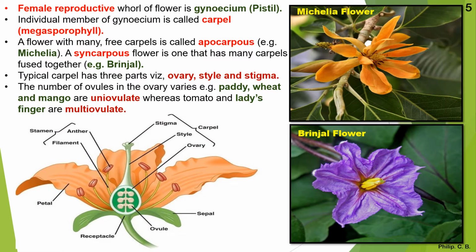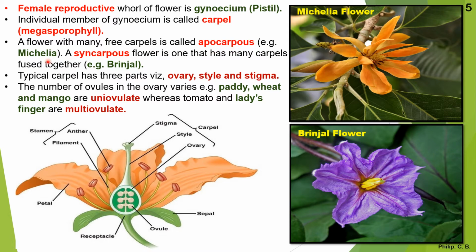Moving further, the female reproductive part. The female reproductive part of the flower is the gynoecium, otherwise a pistil. The individual member of the gynoecium is called a carpel, that is megasporophyll. A flower with many free carpels is called apocarpous.